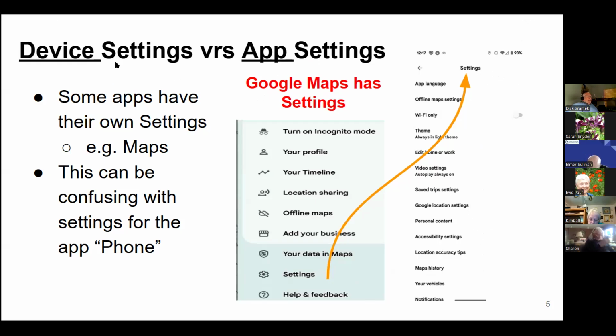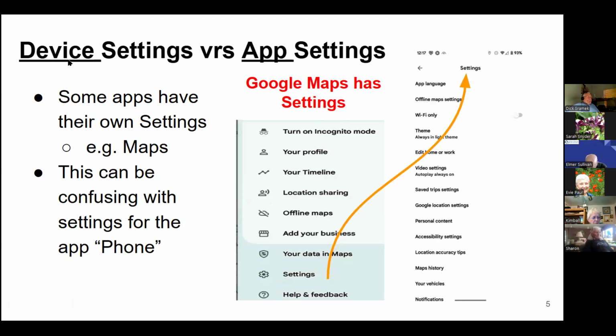And when I'm speaking of settings in this talk, I'll mean the device settings. If I'm talking about settings in a specific app, I'll say Google Maps. Very confusing is the app on your phone called Phone. And if someone says, well, go to your phone app, do they mean go to the phone app settings, or go to your quote phone settings, i.e. your device settings? So that could be confusing.